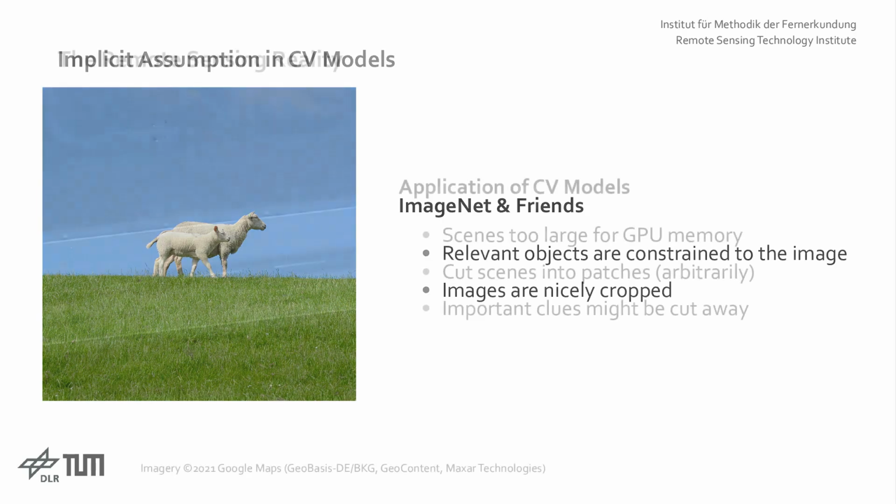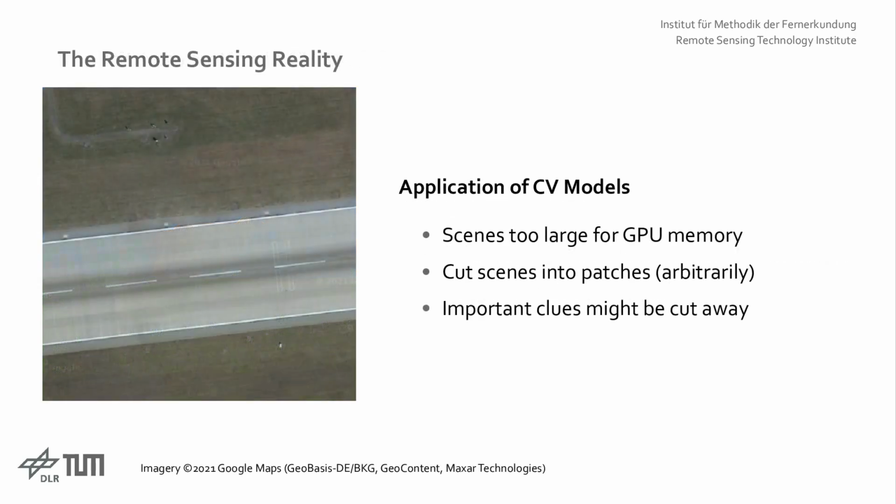Now, when we apply these methods to our remote sensing imagery, the story is different. Most times, the scenes that we are working with are too large to fit into the GPU memory, so here, as well, we have to cut the imagery into patches. Due to lack of a better method, this is usually done in an arbitrary fashion. We fix a patch size and a stride and just cut away. But this means that important information might be lingering just outside our current patch.